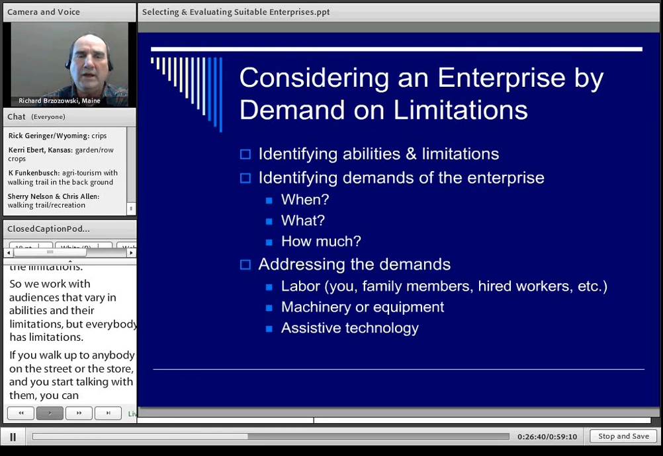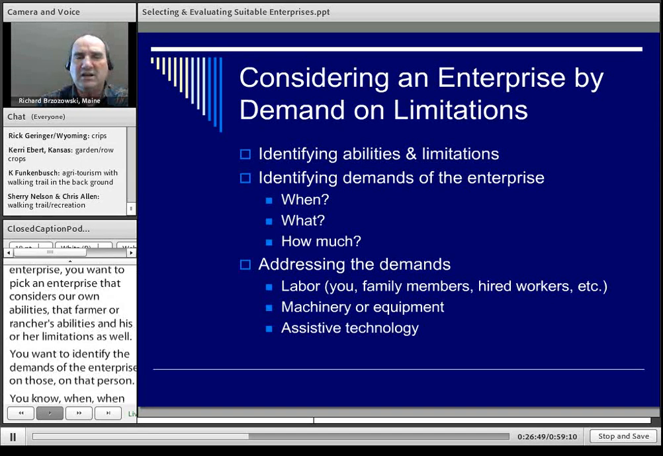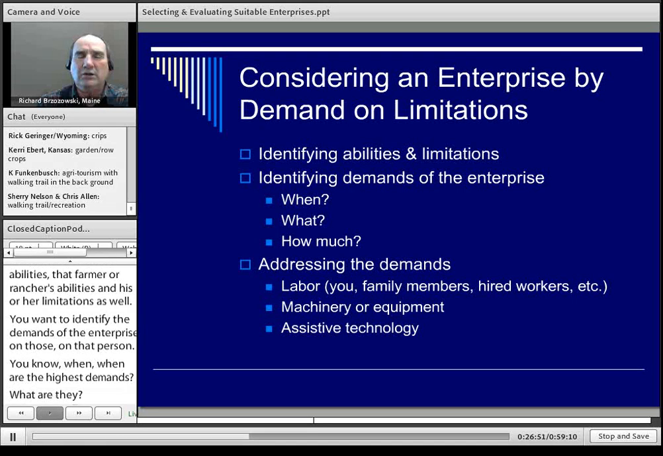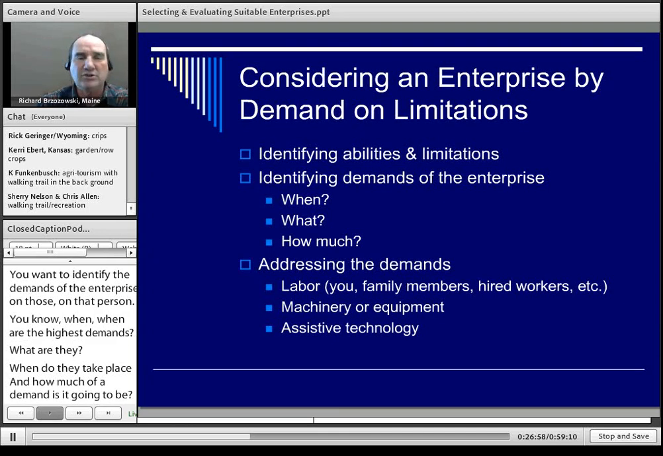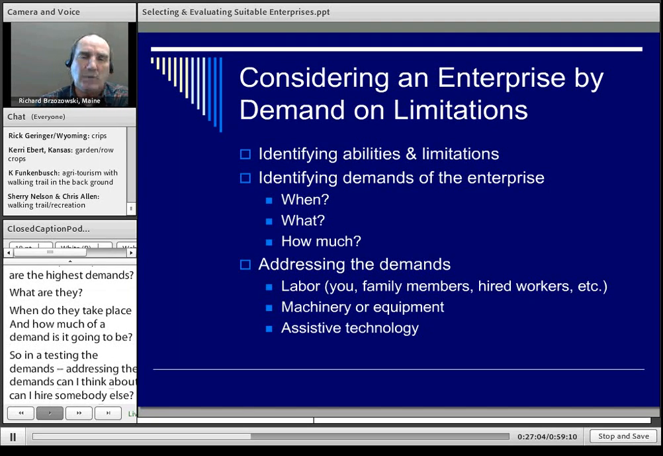When are the highest demands? What are they? When do they take place? And how much of a demand is it going to be? So in addressing the demands, you want to think about, can I hire somebody else? Do I have to do everything? Or are there other members of my family that can perform some of the jobs? Or should I hire somebody that has the skills, or do I need to train people in order to pick or operate a tractor or help with lambing time or pick apples or things like that?